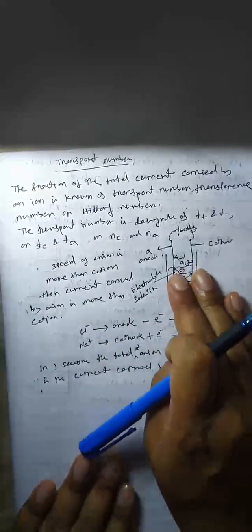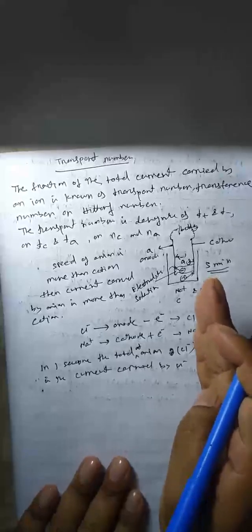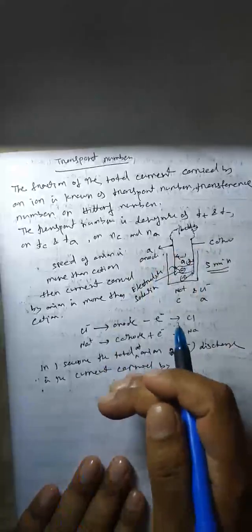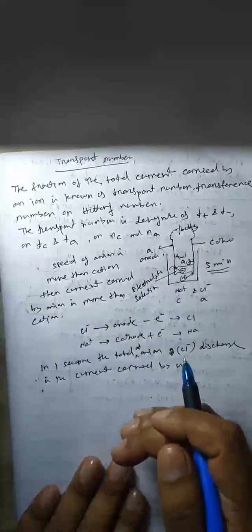Suppose the electrolysis takes place for 5 minutes. In 5 minutes, whatever the total number of anions get discharged at the anode, and whatever be the current carried by the anions, is called the transport number of anion.